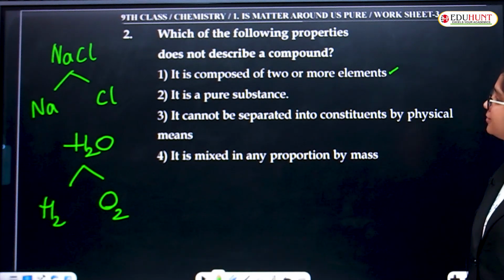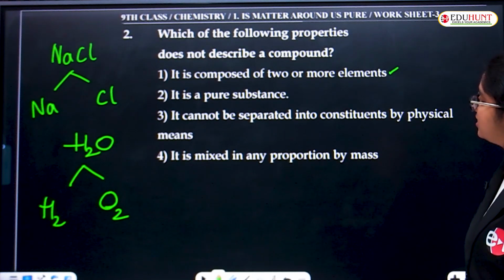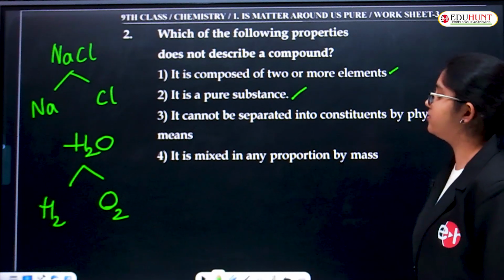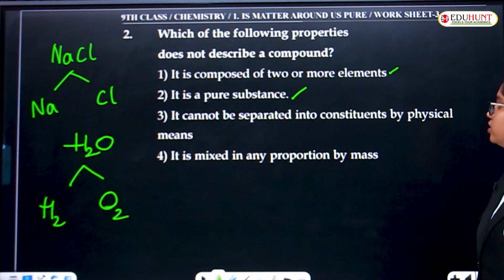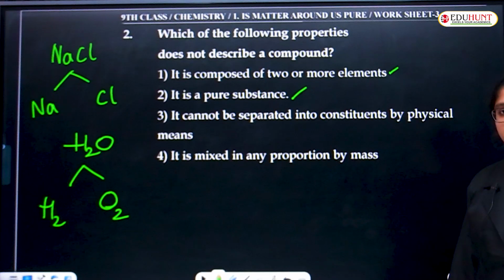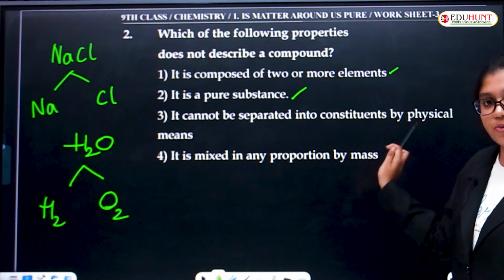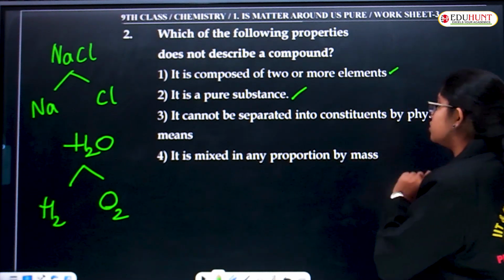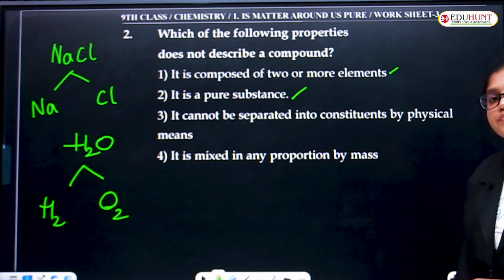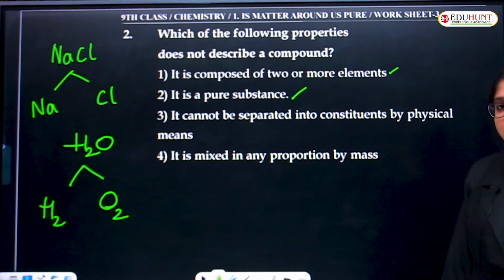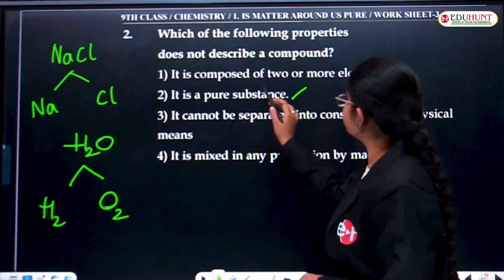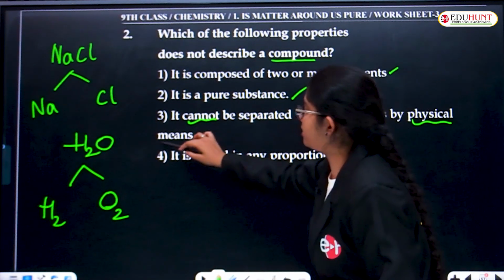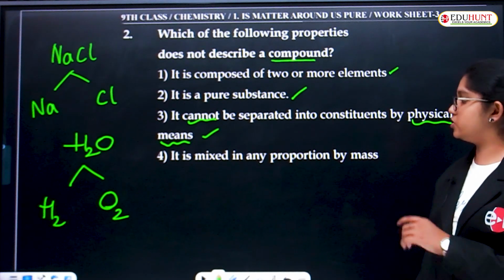Now, it is a pure substance. Compounds can be pure substances. Yes. Now, it cannot be separated into constituents by physical means. Children, this is option 3. Just read it carefully once again. It cannot be separated into constituents by physical means. Yes or no? Would you agree with that? Compounds cannot be separated by physical means because they can only be separated by chemical means. So this option is also true.